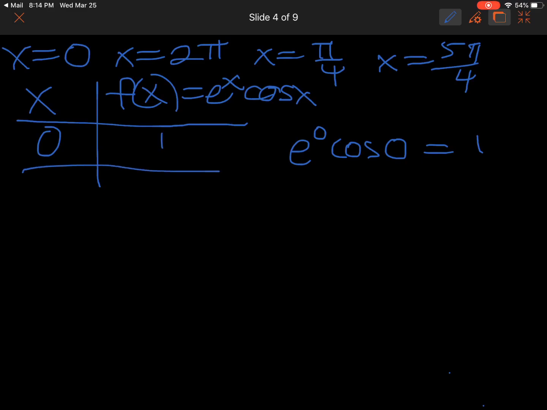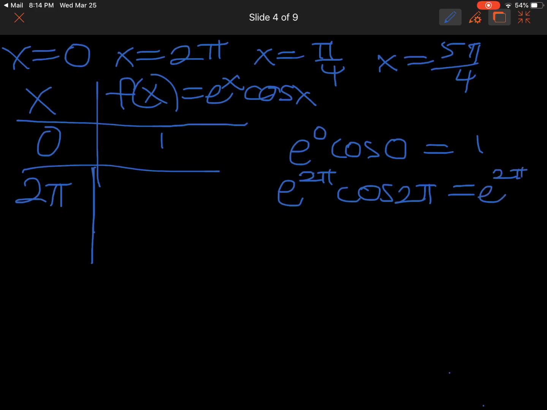Next value is 2 pi. This gives us e to the 2 pi times cosine 2 pi. We know that cosine 2 pi is equal to 1, so this is equal to e to the 2 pi.